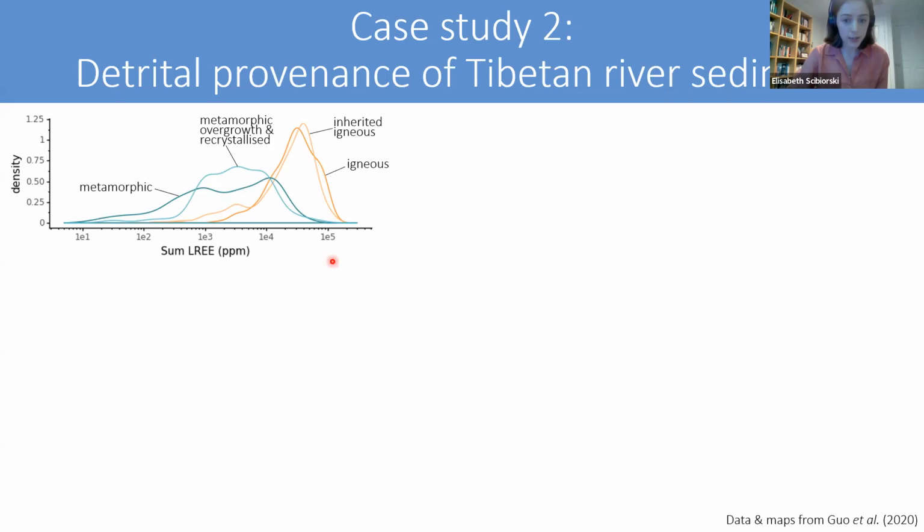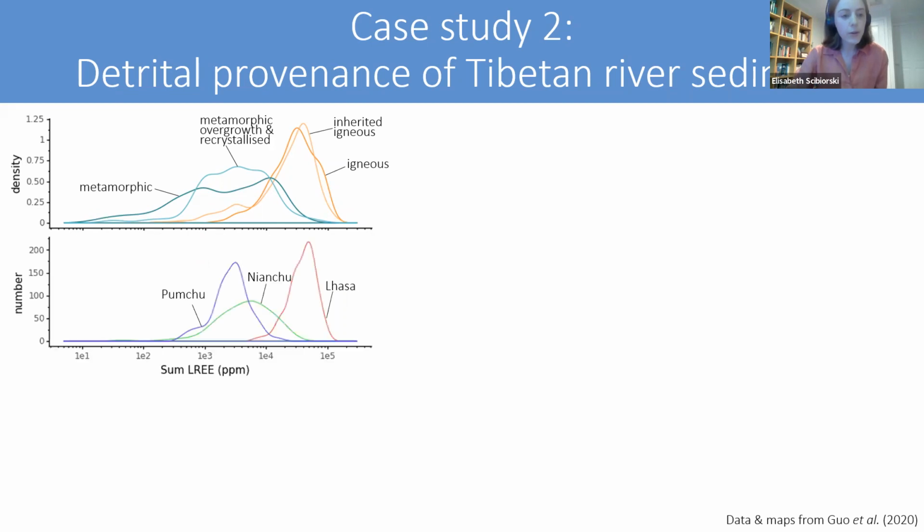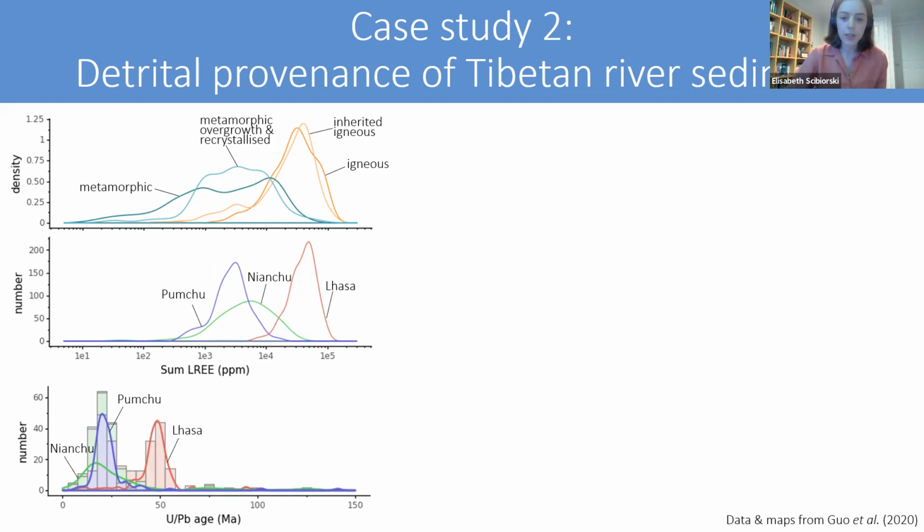So I showed you this earlier. This is from the large titanite compilation, light rare earth content according to different crystallization setting. And if we look at the data from the 3 rivers, we see that indeed they are quite different. The Nyanchu and the Pumchu rivers in blue and green have a titanite signature that's a lot more similar to the metamorphic titanites, whereas the titanite from the Lhasa River has a much more igneous signature. If we look at the uranium-lead geochronology as well, we can see that the ages vary between the different rivers. Titanite from the Nyanchu and the Pumchu rivers has a median age around 22 million years, and titanite from the Lhasa River is a bit older, at around 48 million years.